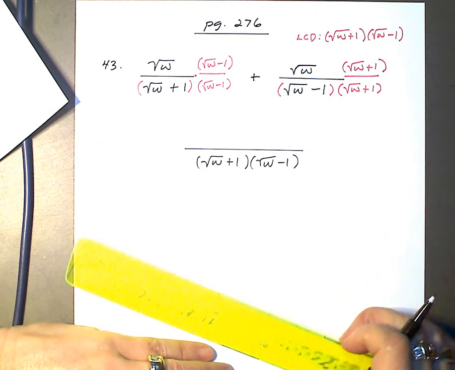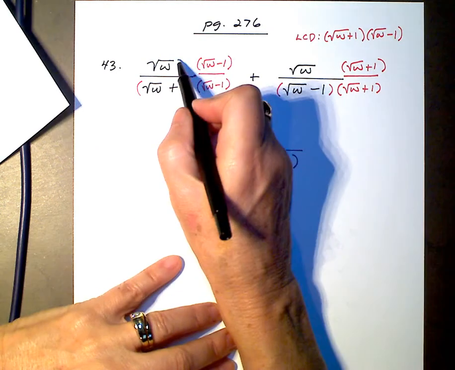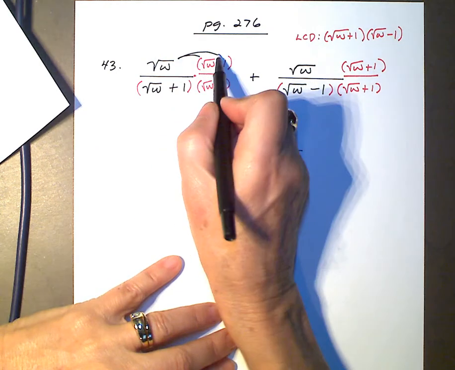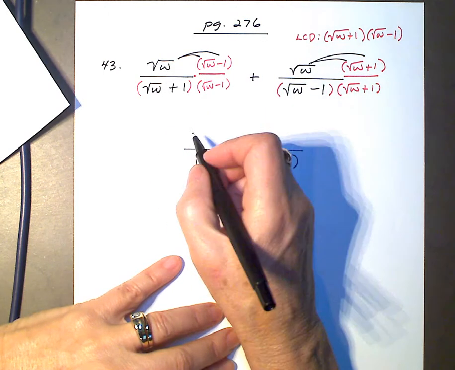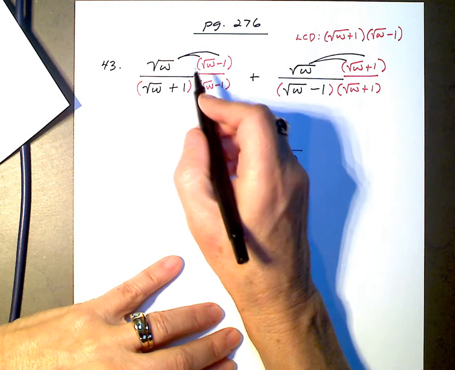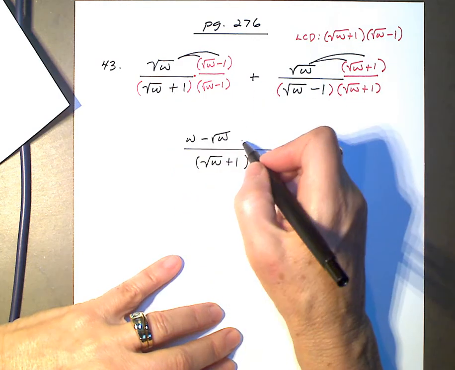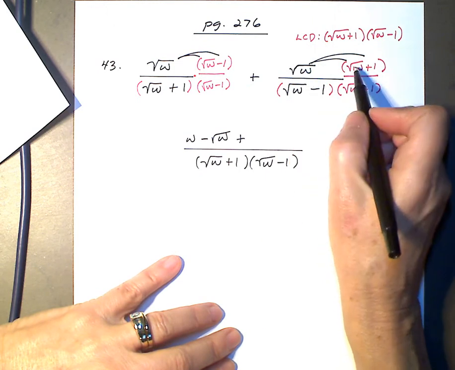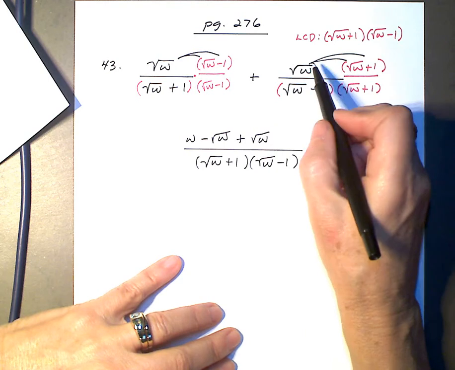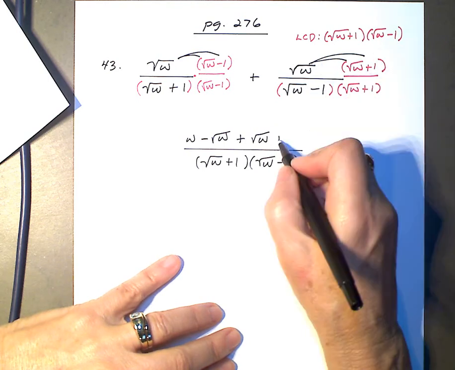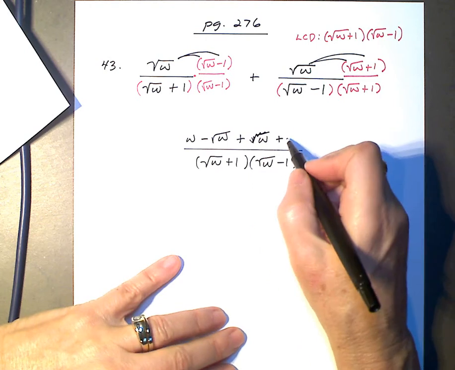Okay, and we can simplify that later, but in the numerator I'm going to have to distribute root w over both of those, and same here. So I'm going to have the square root of w times the square root of w is just a w, and then minus 1 times the square root of w, plus, and then the square root of w times the square root of w is, again, w, and the square root of w times the positive 1 is the square root of w.